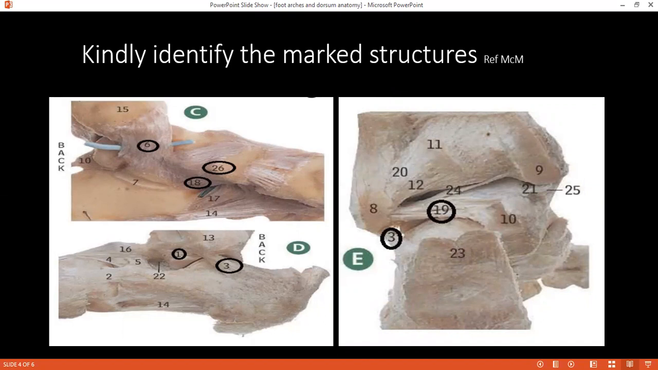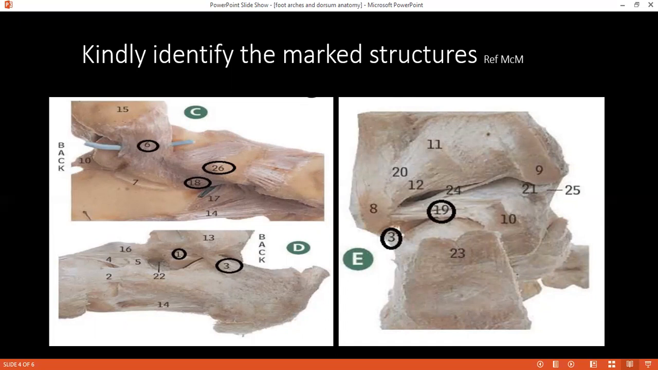Collateral ligament. Okay, can you tell me what joints are present on the foot and what they are articulating with? All the joints that you can mention or recall. The foot is mainly formed by the ankle joint.